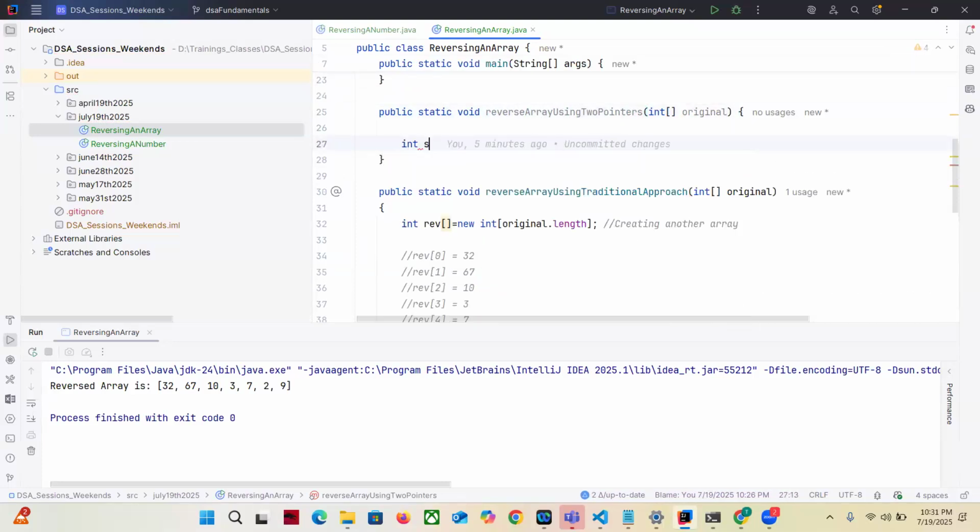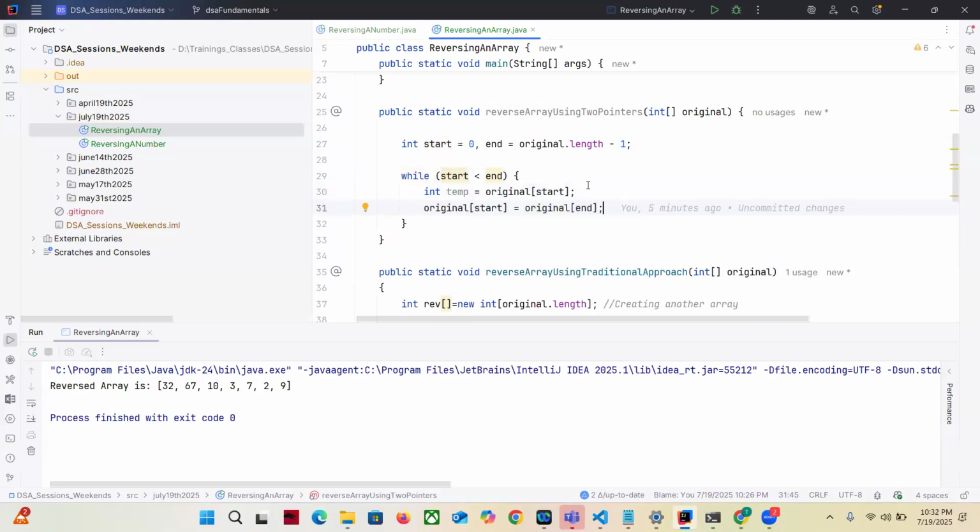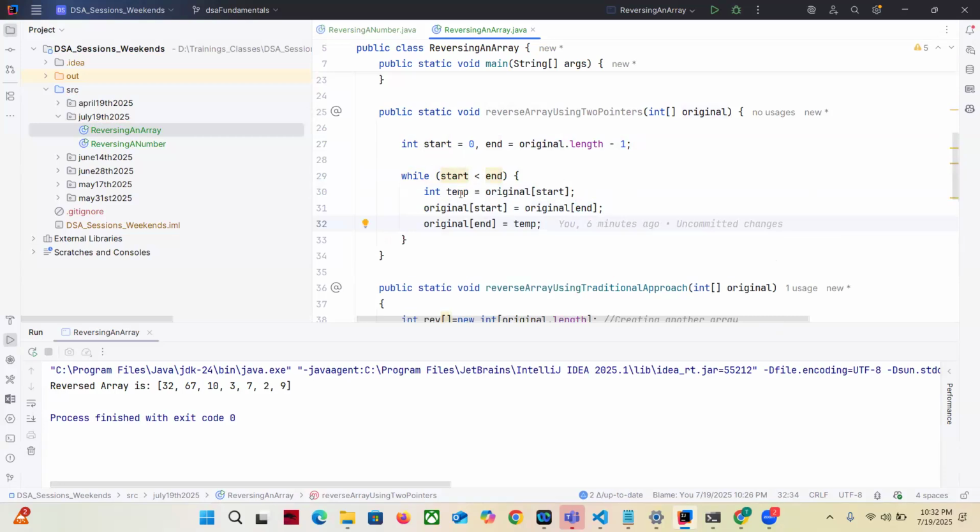Great. Now, what is the start position? Equal to 0. What is the end position? Original array dot length minus 1. Great. What I will do is, while start is less than end, let me take a variable as temp. Whatever value is at the 0th index position, I'll store in the temp variable. Whatever value is at the end index position, I'll store in the start. And the end should have whatever value is stored in temp. Clear?